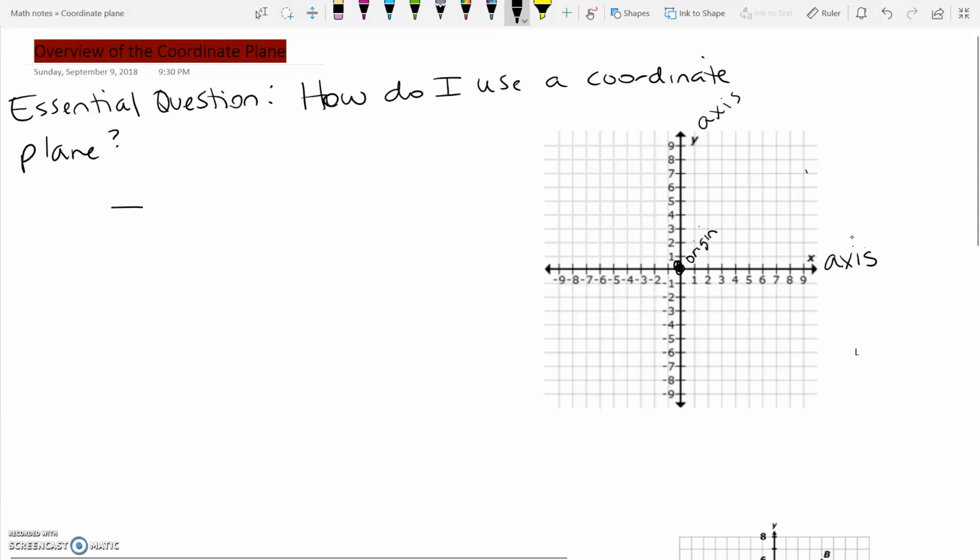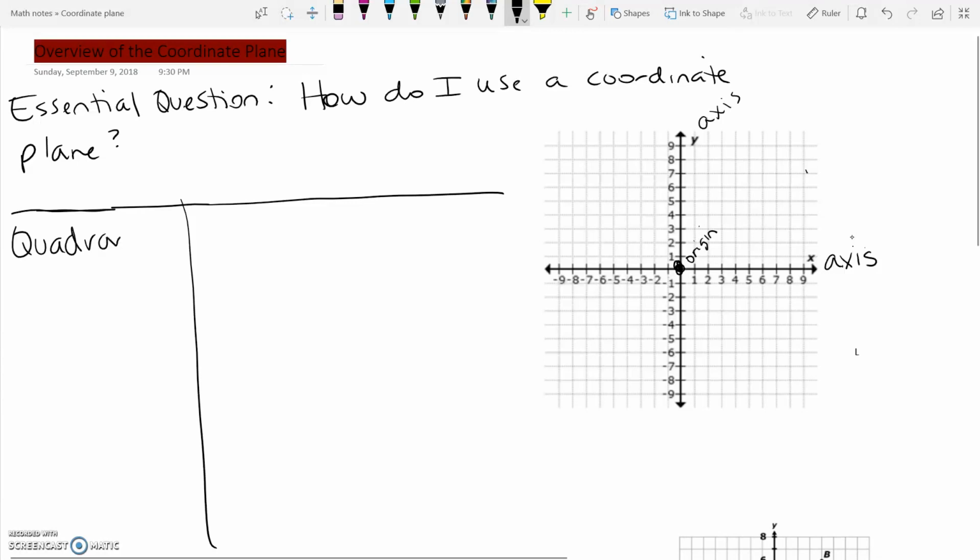So we're going to use the same graph to mark up. Okay, so here is our Cornell style notes. So we have the quadrants, which in our vocabulary you would have come across these as well. It goes in a counterclockwise fashion.